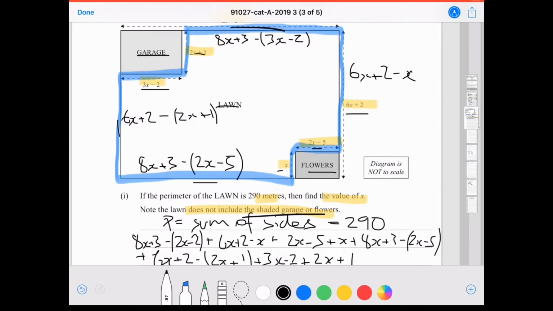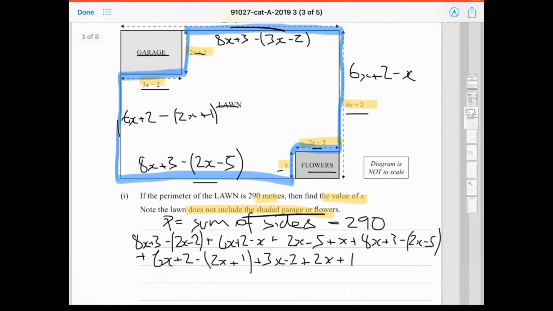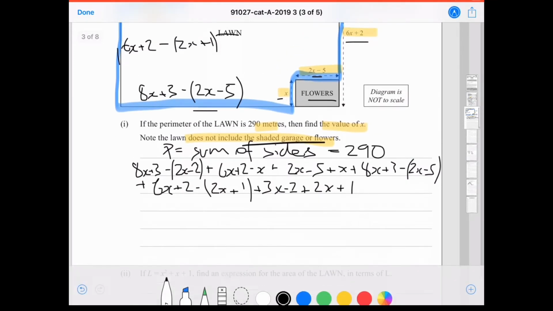Okay, now we're going to basically expand the brackets when necessary and collect like terms. Just conscious of space. Okay, now let's go ahead and expand these brackets.